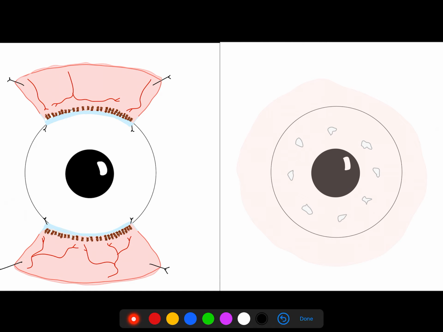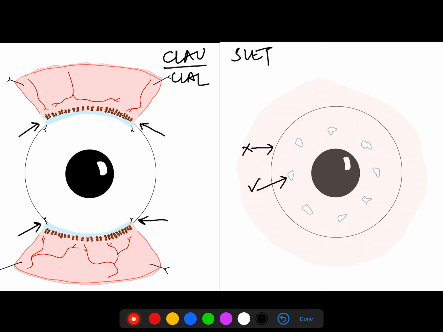The other big difference is that the limbus in CLAU is placed at its anatomical location. So you take it from either the healthy eye, in which case it is called CLAU, or you take it from a living donor, when it's called CLAL. The limbus is placed at the limbus, whereas in SLET, the limbal tissue which is transplanted is not placed at the limbus, but it is placed at the mid periphery of the cornea. And this has a very, very important role to play in how SLET works. It has a very important clinical implication, which I will talk to you about later.